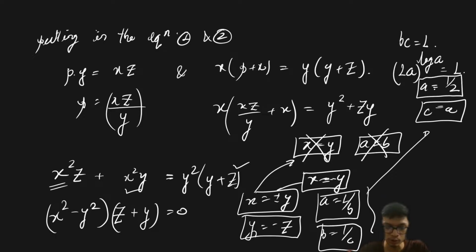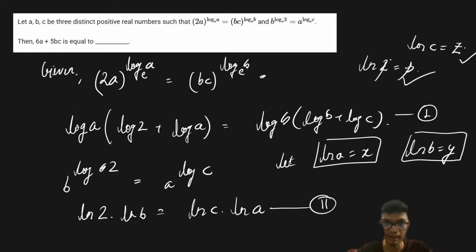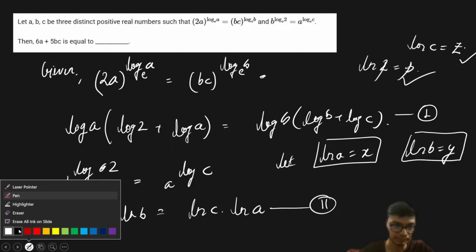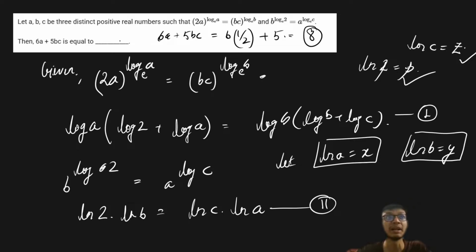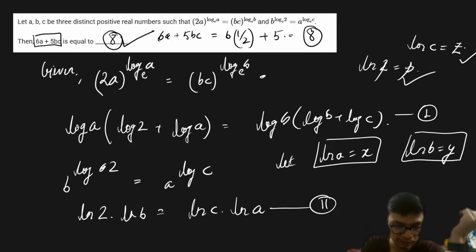So I will have the value of a is equal to 1 upon 2, and so if I take these values, I will have the solution for 6a plus 5 times of b into c, which is 6 times of 1 by 2 plus 5, right? So from this part, I'm going to have the solution as equal to 8. So the integer value of this particular expression 6a plus 5 times of bc is going to be equal to 8. I hope this is correct and clear to all of you, right? So the answer to this particular problem is going to be equal to 8. Please let me know if this is clear or not.